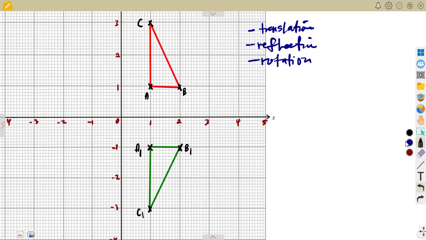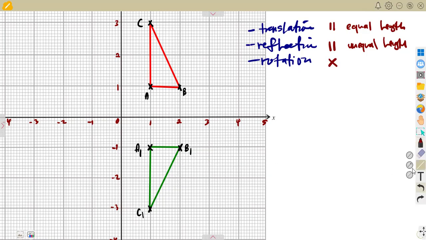But as I said, for a translation, we are going to have parallel lines of equal length. For a reflection, we are going to have parallel lines of unequal length. For a rotation, the lines will cross. So this is what you need to test now.